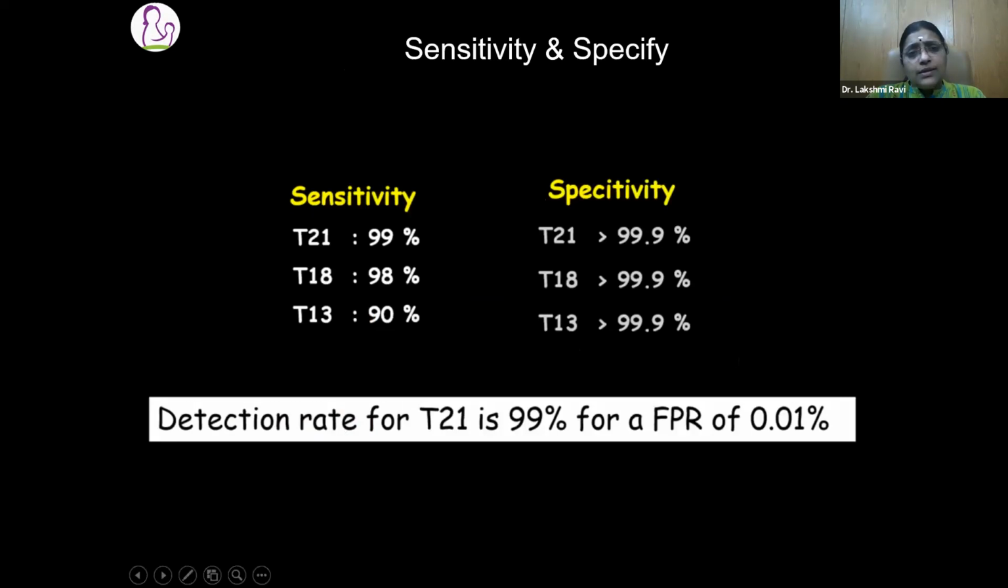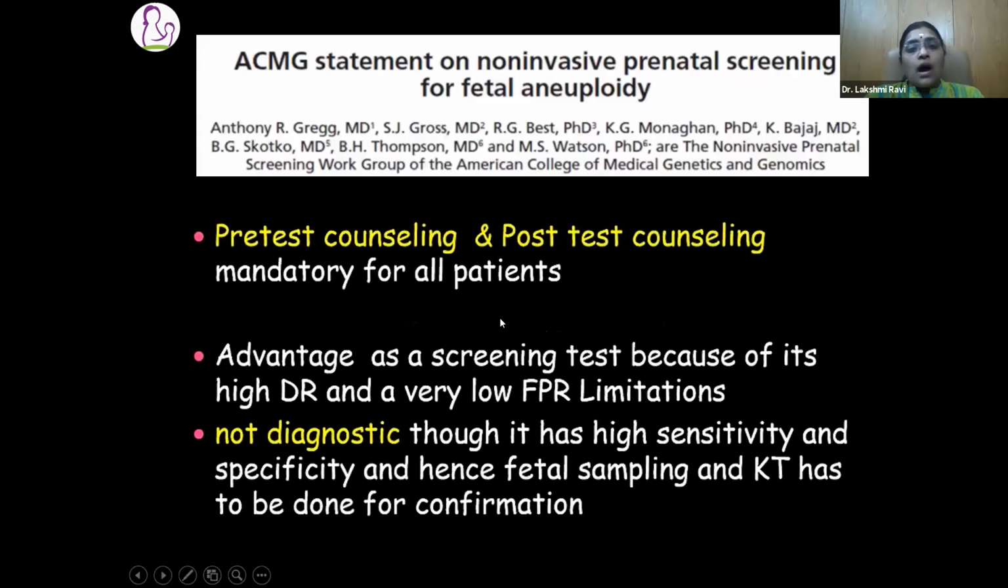So this is the sensitivity and the specificity of the test. And you see that the detection rate for T21 is 99% for a false positive rate of 0.01%. So this is an advantage as a screening test because of its high detection rate and a very low false positive rate. But we also need to understand that NIPT is not a diagnostic test. It has high sensitivity and specificity, but we always have to do direct fetal sampling and karyotyping for confirmation. So this we need to understand.